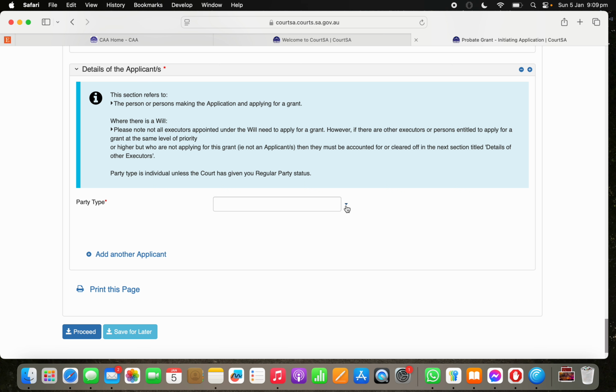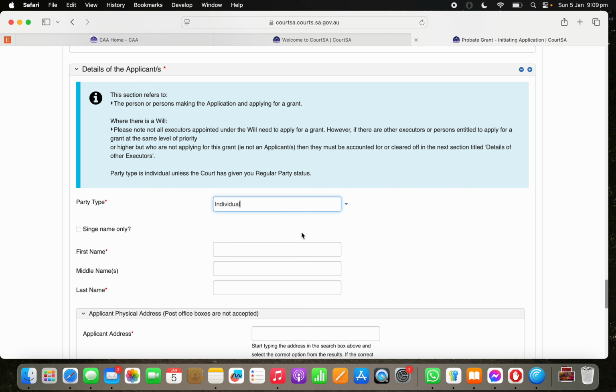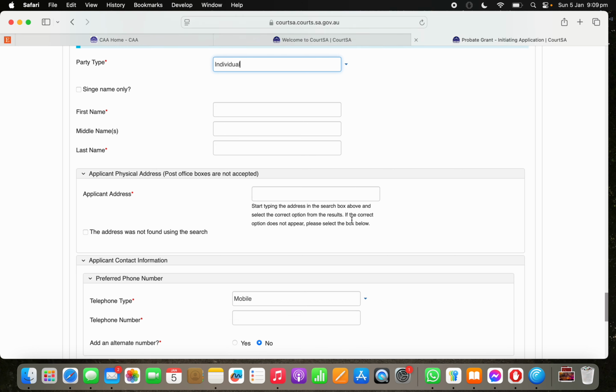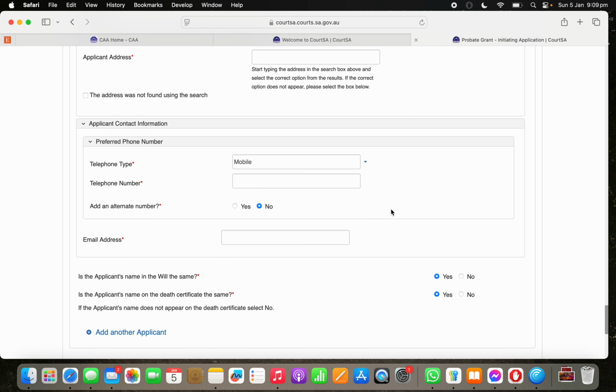So for the son Brad, we would put his details in here under details of the applicant. So he'd be an individual. We would put in his full name, address, and contact details. Now, contact details are very important if you're a personal applicant in particular, because email is the main way that the probate registry staff contact the lodging party. So if you type in the wrong email address, we'll have to send a letter out to you instead.